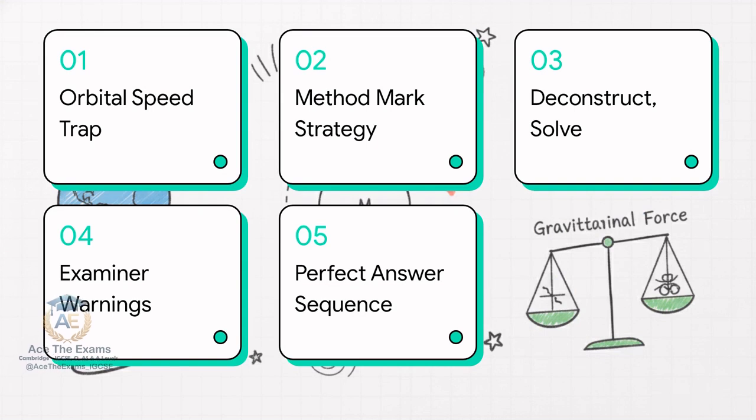Okay, let's dive into this outline. Here is the exact blueprint we are going to follow today to rewire how you approach these exams. First, we'll unpack the orbital speed trap. Then, we'll reveal the method mark strategy. After that, we'll implement the deconstruct, solve, evaluate framework. Then, we'll look at top examiner warnings, and finally, we'll synthesize it all into the perfect answer sequence.